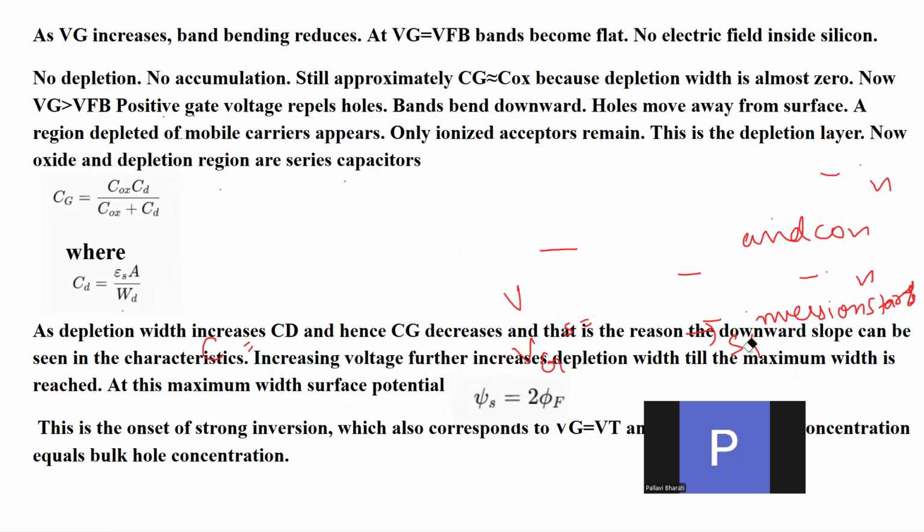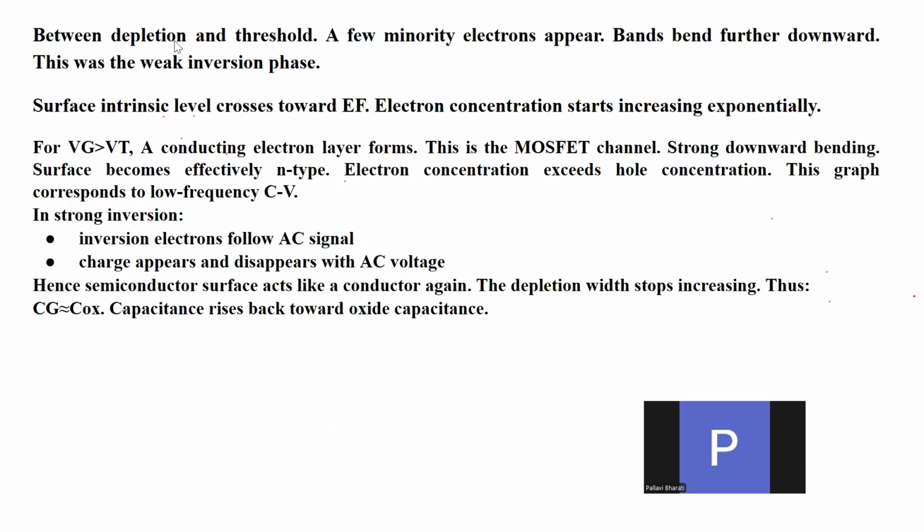Once the depletion layer is formed, after that, the electrons are attracted. That is the time when the threshold voltage is reached. After threshold, the inversion becomes strong inversion. Here the surface potential becomes 2 times psi f when strong inversion is reached. When the surface potential is between depletion and threshold, a few minority electrons appear, and the band bends further downward. This was the weak inversion phase. Now the surface intrinsic level crosses towards the Fermi level.